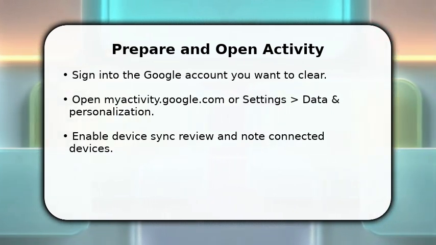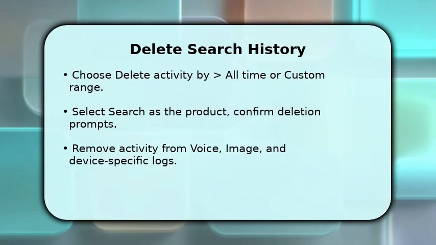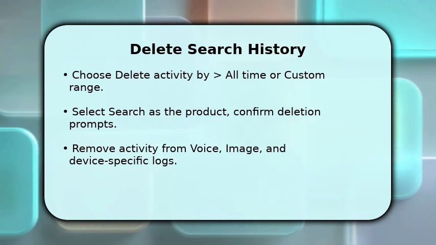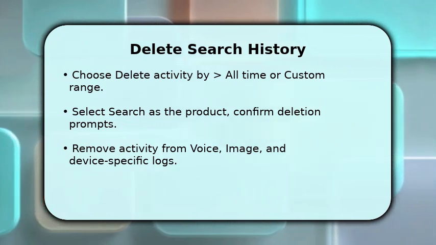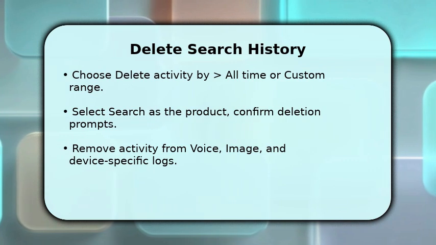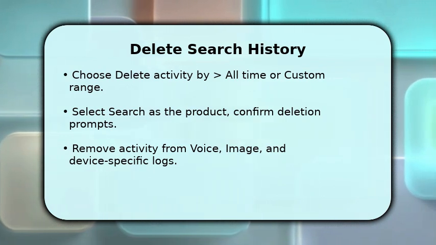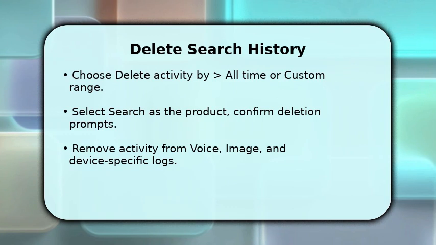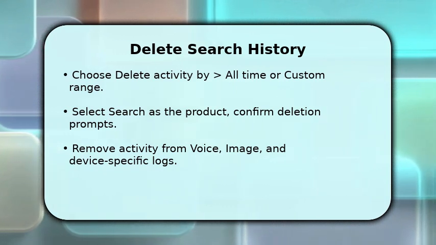Now you delete the records. Use Delete Activity by and pick All Time or set a custom range for precision. Selecting Search narrows the action to search queries. Confirm the deletion prompts and wait for Google to process removal. This eliminates server-side entries. Also go through voice and audio and image search sections and clear device-specific activity to catch everything.